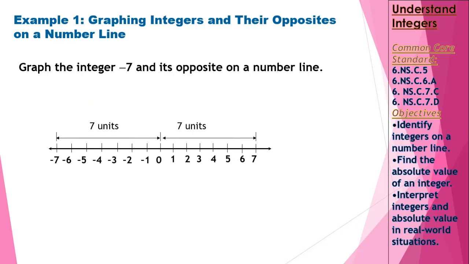Okay, and -7. What is the opposite of -7? If we count the same distance from 0, but in the opposite direction, we will find it here at 7. So the opposite of -7 is 7.